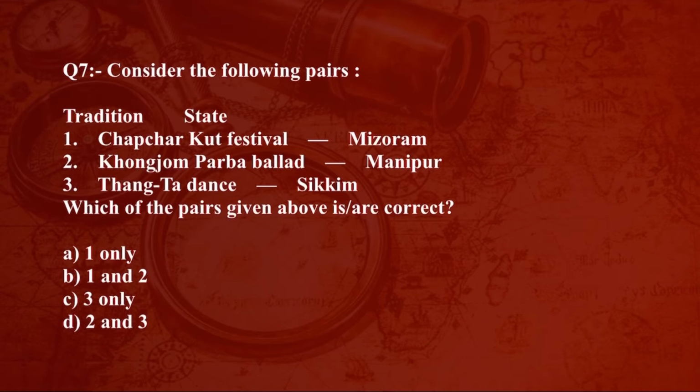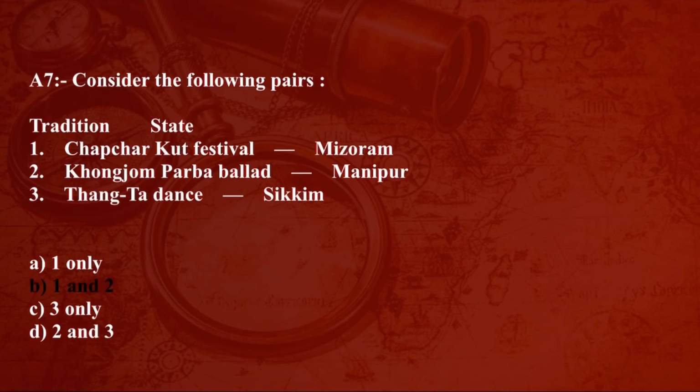So question number 7 is, consider the following pairs. Tradition and state. Number 1, Chapchar Festival, Mizoram. Number 2, Khongjom Parba Ballad, Manipur. Number 3, Thangta Dance, Sikkim. Which of the pairs given above are correct? Option A, 1 only. Option B, 1 and 2. Option C, 3 only. Or option D, 2 and 3. So answer of this question is option B, 1 and 2 are correctly matched. Now let's see the explanation.